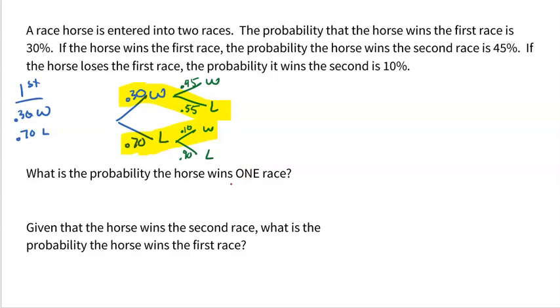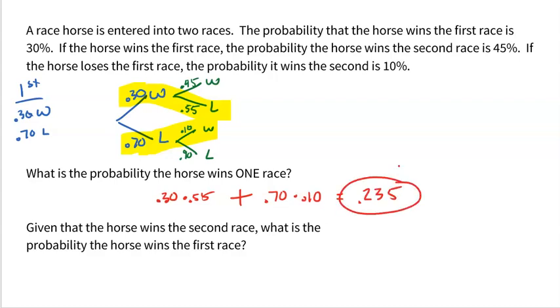Well, I didn't ask for 2 losses. I want 1 win. So this would be win the first, 30%, then lose the second, 0.55. I just followed that branch. Or another scenario that results in a single win would be lose the first, then win the second. Both of those branches end with me winning 1 race. So 0.3 times 0.55 plus 0.7 times 0.10. So 0.235. So 0.235 is the probability of winning 1 of the races. Don't care which one.